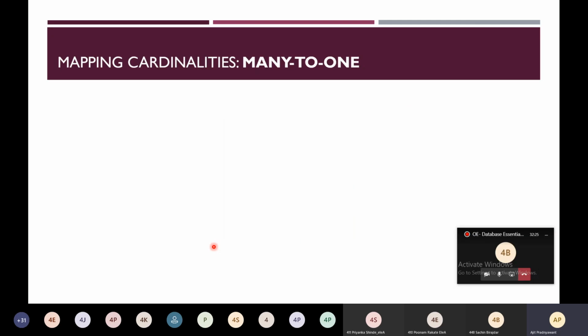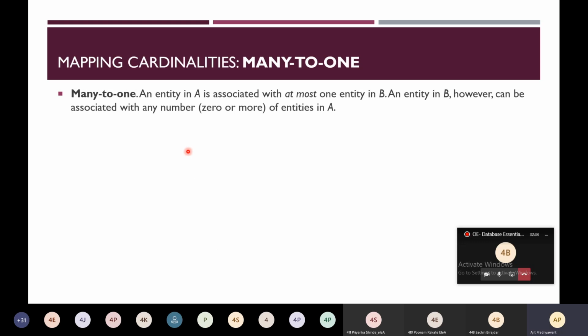So next is many to one. Now you can guess or imagine what is meant by many to one. In many to one, an entity in A is associated with at most one entity in B. An entity in B, however, can be associated with any number, that is 0 or more, of entities in A. It is called many to one.